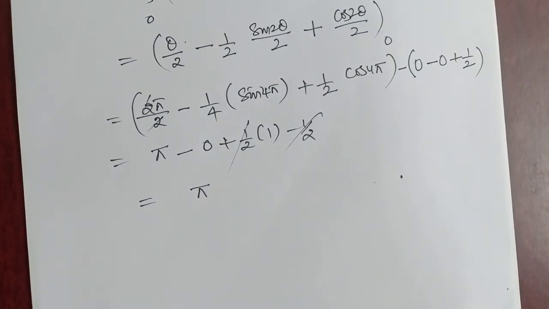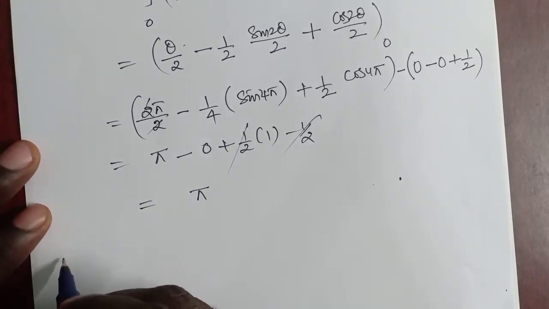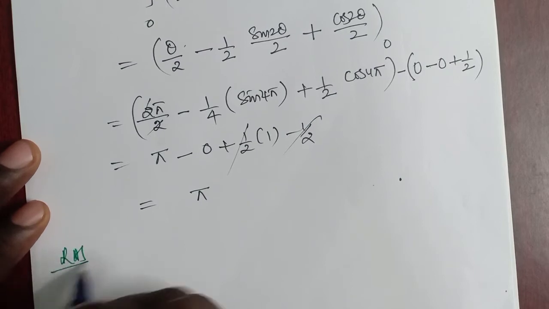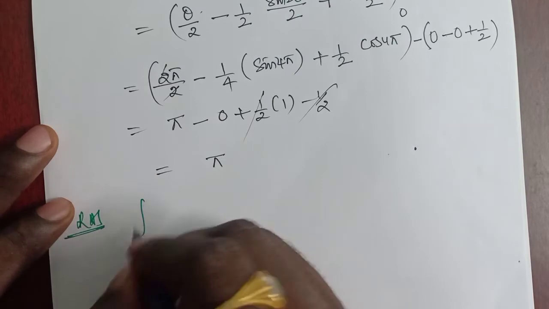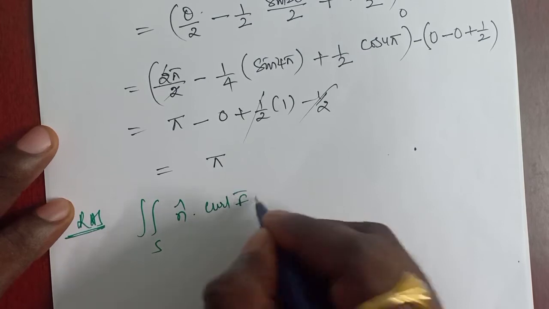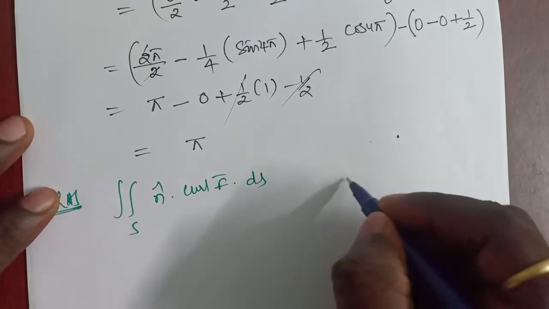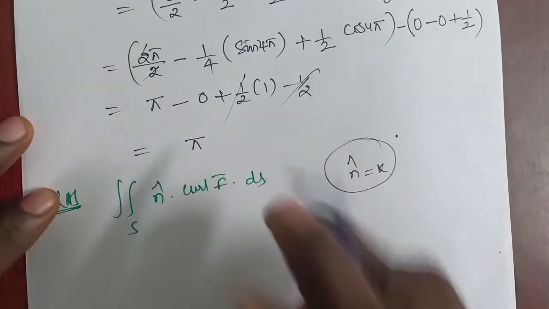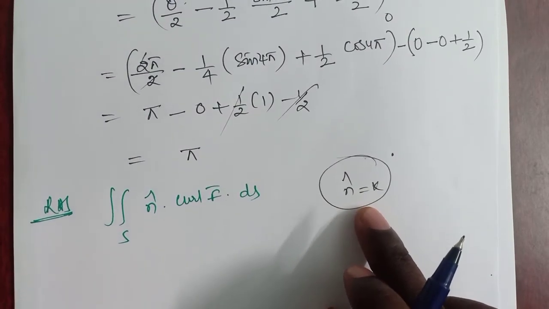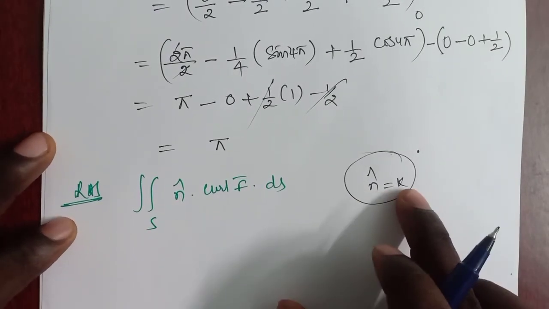The same way, coming to the Stokes theorem, what is RHS? Which is the double integral over the surface S of n cap dot curl f bar into ds. So here we need to find n cap. So clearly n cap is equal to k. Why? Because it is on the xy plane. If it is in the xy plane, n cap should be equal to k, the unit vector perpendicular to the xy plane, which is k.